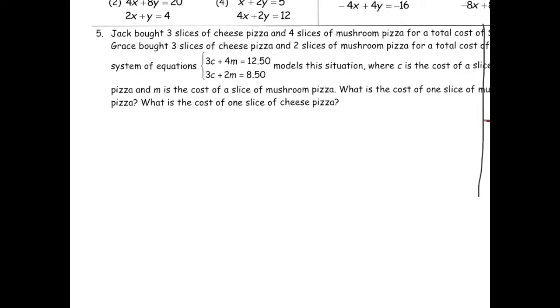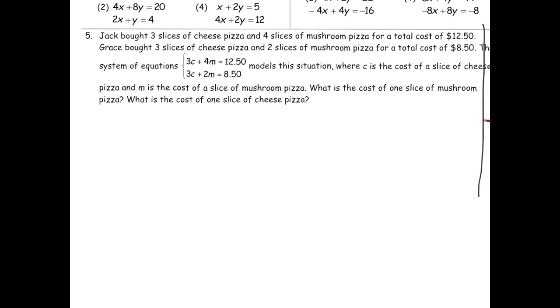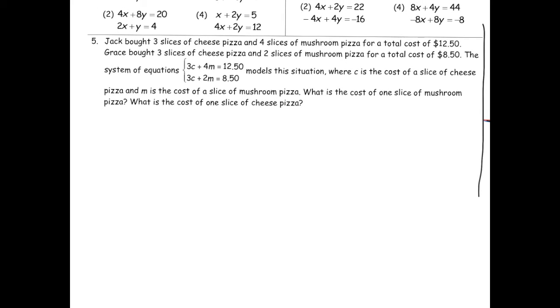Okay? Slices of cheese pizza and 4 slices of mushroom pizza for a total cost of, I can't read this, $12.50. Whoa. $12.50. Grace bought 3 slices of cheese pizza and 2 slices of mushroom pizza for a total cost of $8.50. The systems of equations model a situation where C, okay, is the cost of a slice of cheese pizza and M is the cost of the slice of mushroom pizza.